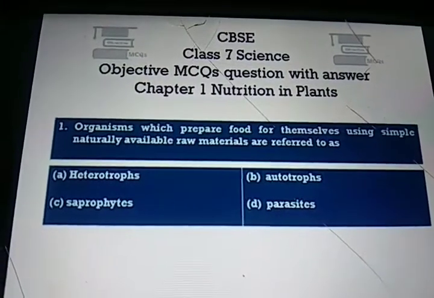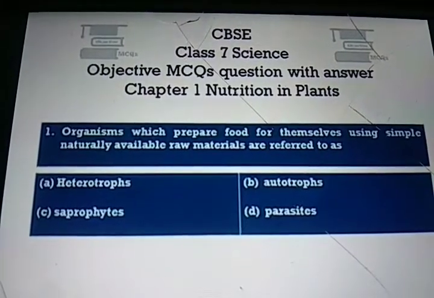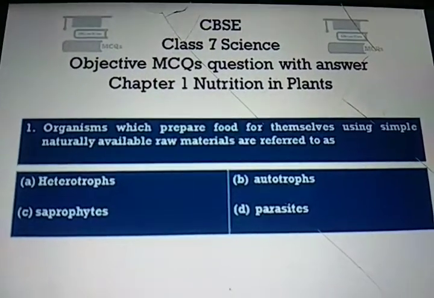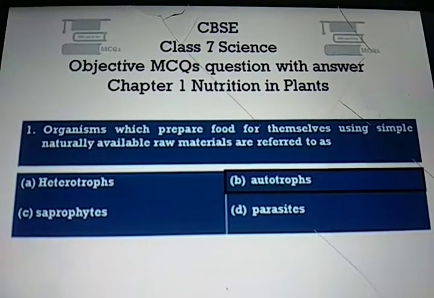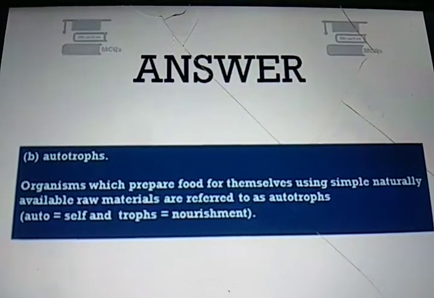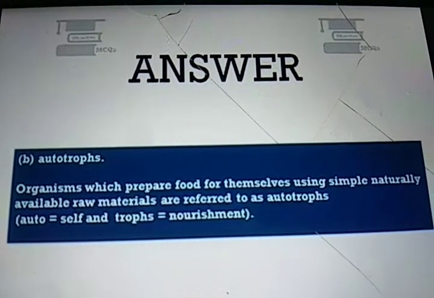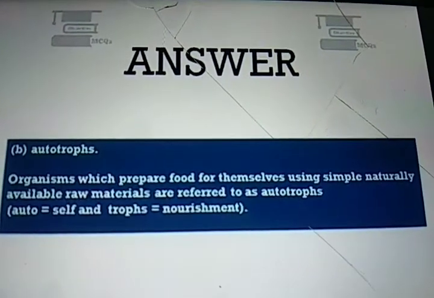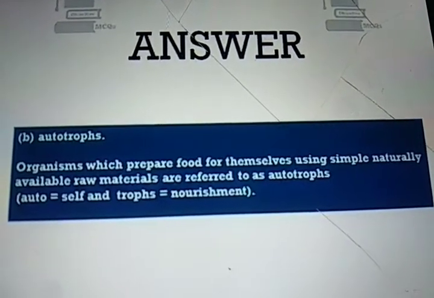Organisms which prepare food for themselves using simple natural available raw materials are referred to as heterotrophs, autotrophs, saprophytes, or parasites. You can assess yourself by giving the answers. So the option is option number B, autotrophs. Organisms which prepare food for themselves using simple natural available raw materials are referred to as autotrophs. Auto means self and trophs means nourishment.